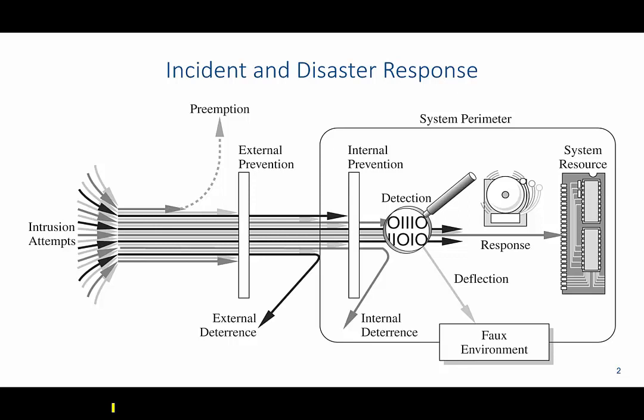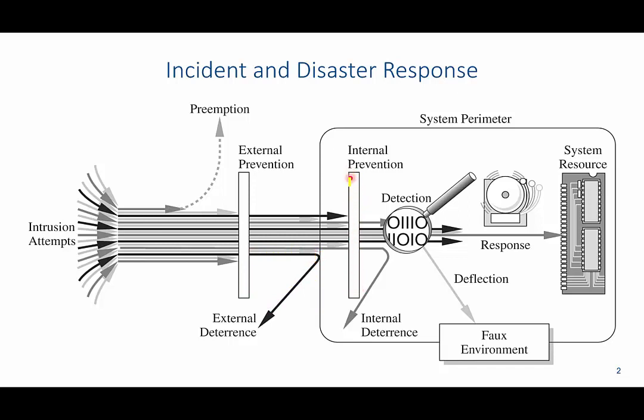So in incident and disaster response, first we have those intrusions that are coming in. We can try our best to preemptively protect against any of those things that are coming in to deter it. If that doesn't work, we can have some external prevention that would block some of those things, maybe those firewalls that we talked about at the border. Then we can have external deterrence. Then we have a barrier of prevention inside the network.